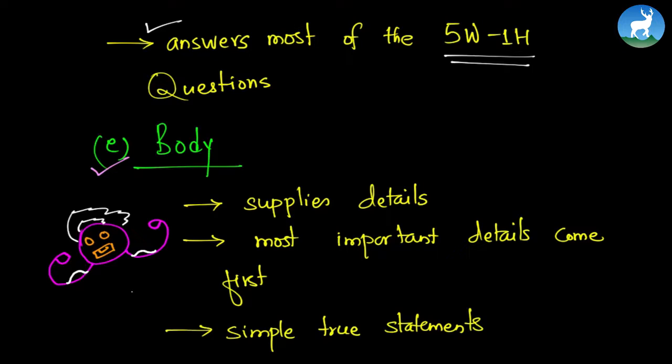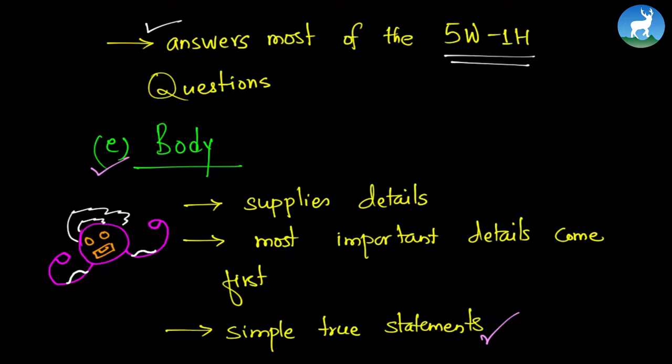So it's like first the most important details, then later the not so important details. Simple, true statements are used. We are not going to write fiction. This is not poetry class. It is about writing a simple news report. So always use simple, lucid, plain statements, but true statements.